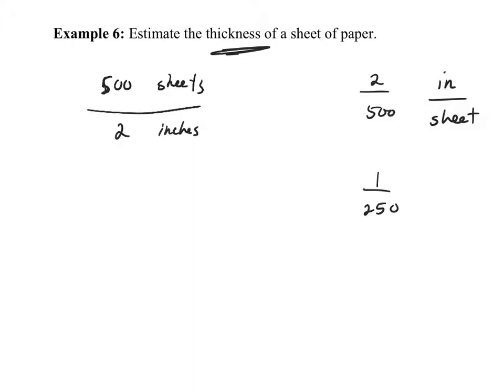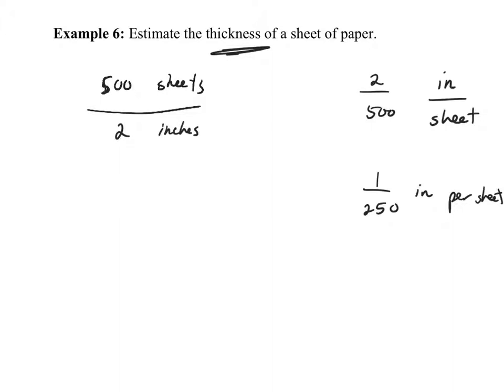So 1/250th inches per sheet. I'm writing per, even though I can write it as a fraction line, because I want you to see that that's the same thing. Inches per sheet is the same thing as inches divided by sheets. So about 1/250th of an inch for every sheet of paper.